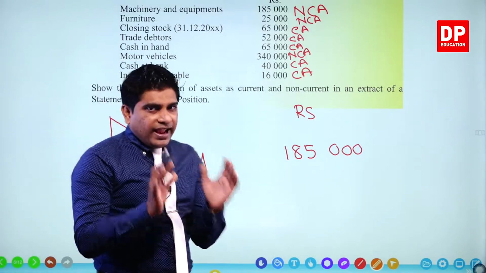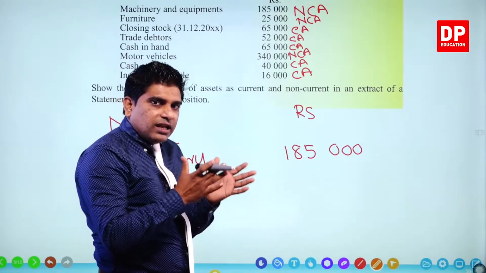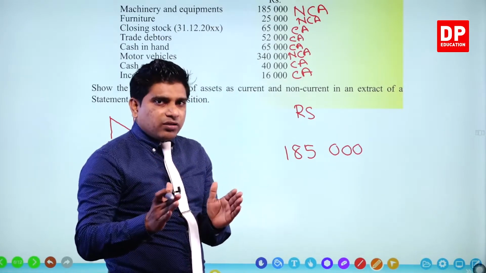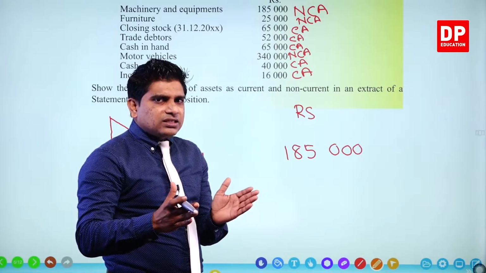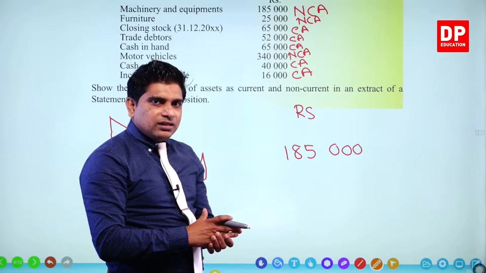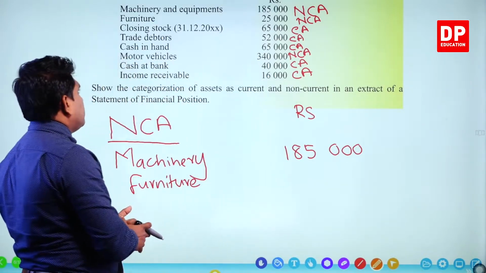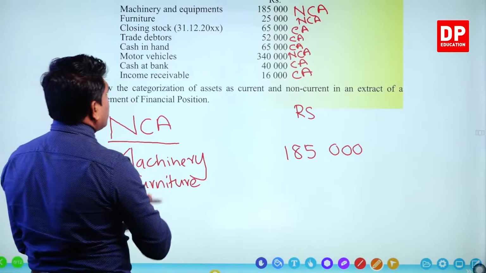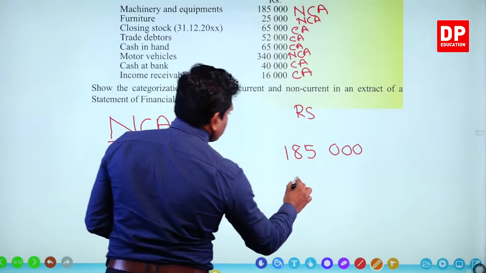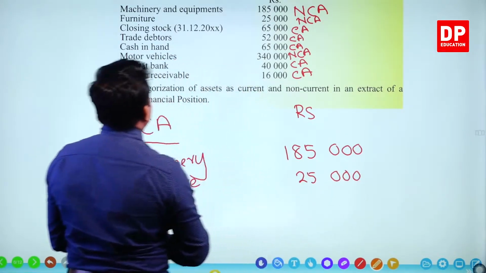If they have given land, we write land first, after that machinery. Why? To convert into money, land takes a long time, but machinery takes a little less time when you compare with the land. But in this question, they don't give us land. They have given machinery and equipment, so it goes first, then furniture comes down. Furniture 25,000.